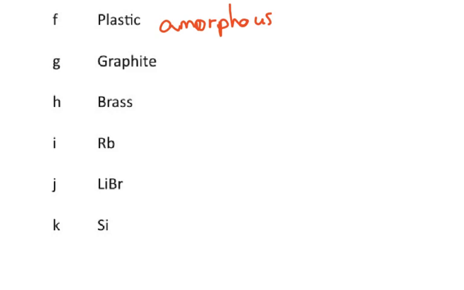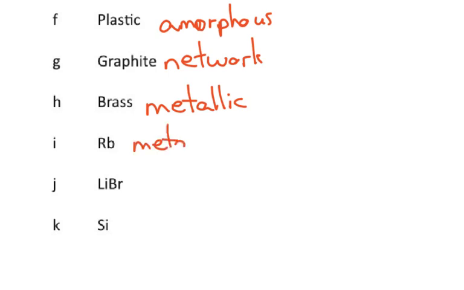Graphite we've already talked about. Graphite is the classic example of the network solid. Brass is just an alloy or a combination of different metals, so it is in fact a metallic solid. Rubidium fits in the same category as brass. It is a pure metal. It's a metallic solid.